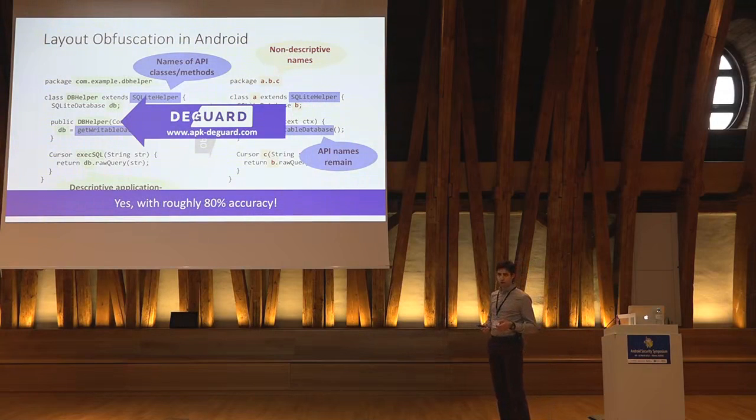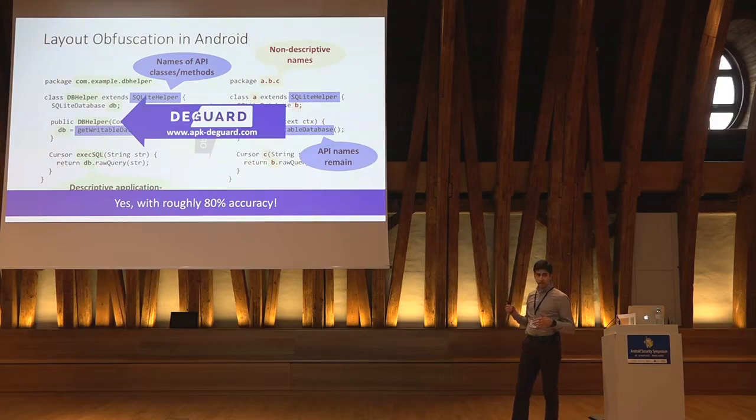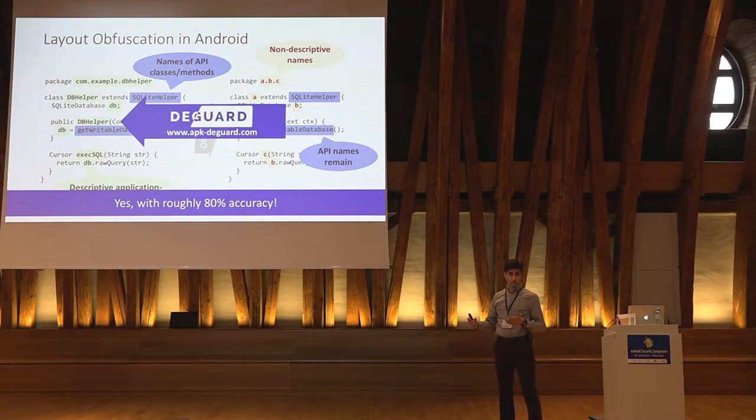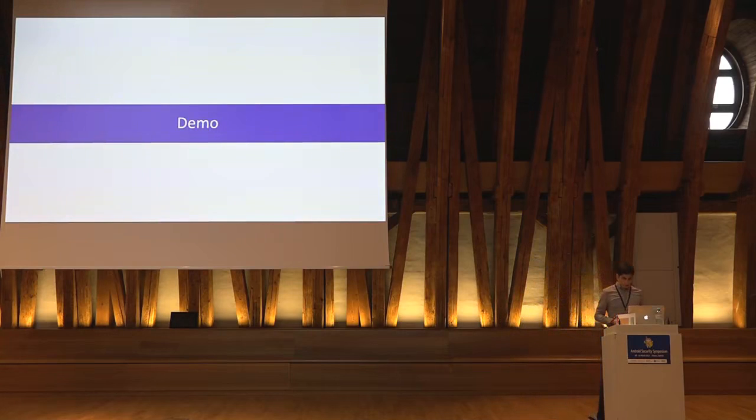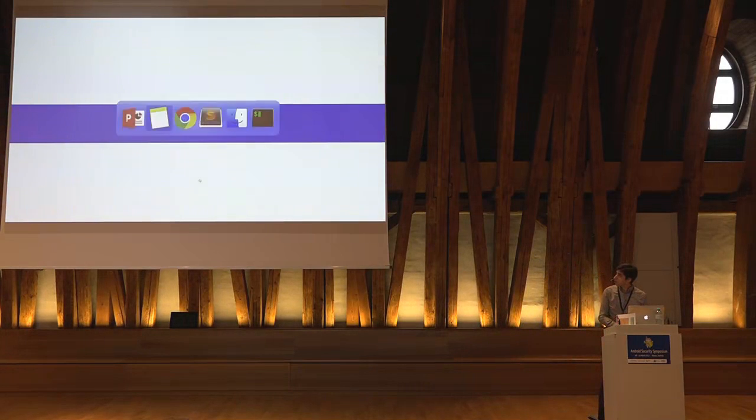And this system can quite accurately reverse this process. So with 80% accuracy, the obfuscated program elements are renamed back to the original names that were in the source code. That's pretty high accuracy for doing this kind of deobfuscation. And to give you some better idea of how the system works, I will give you a short demo.